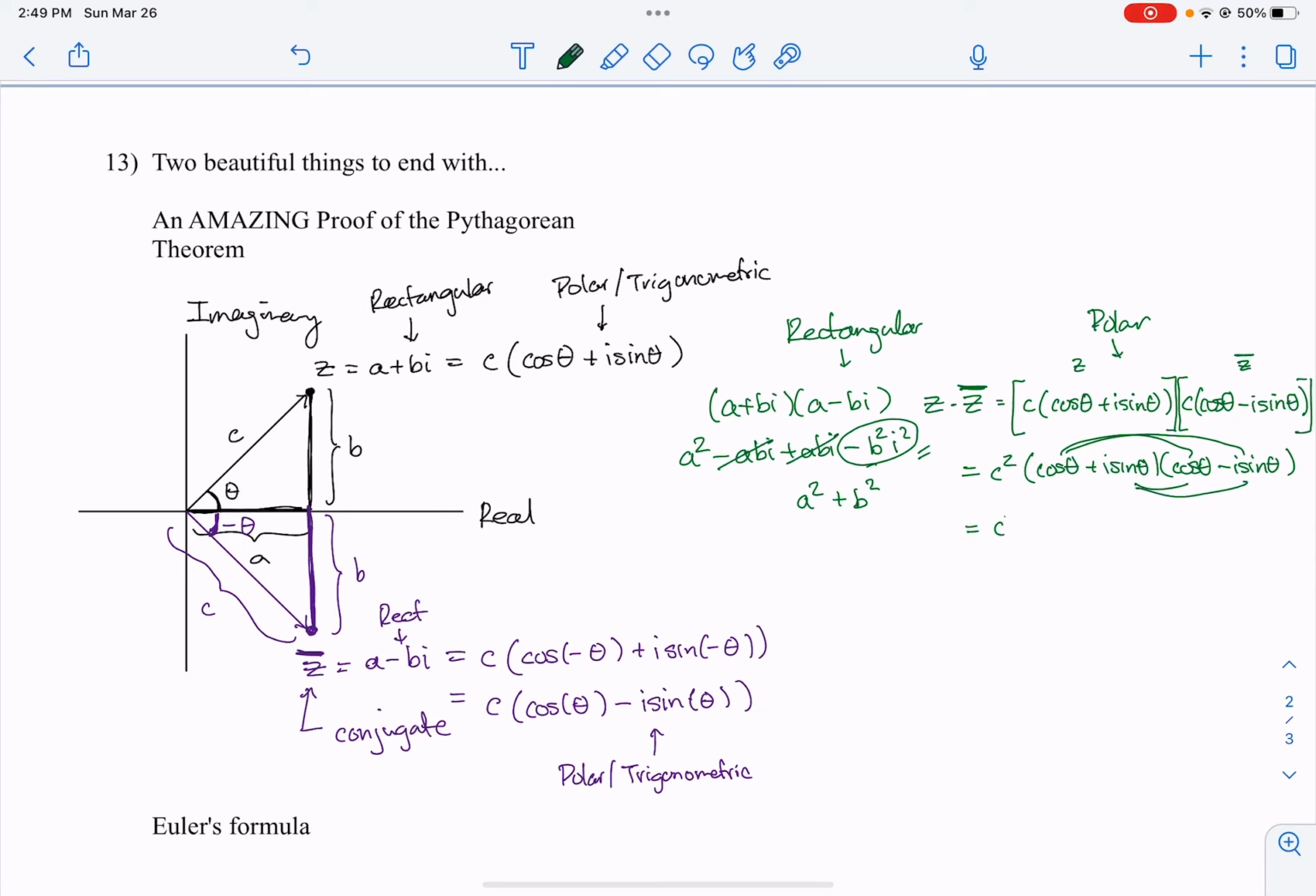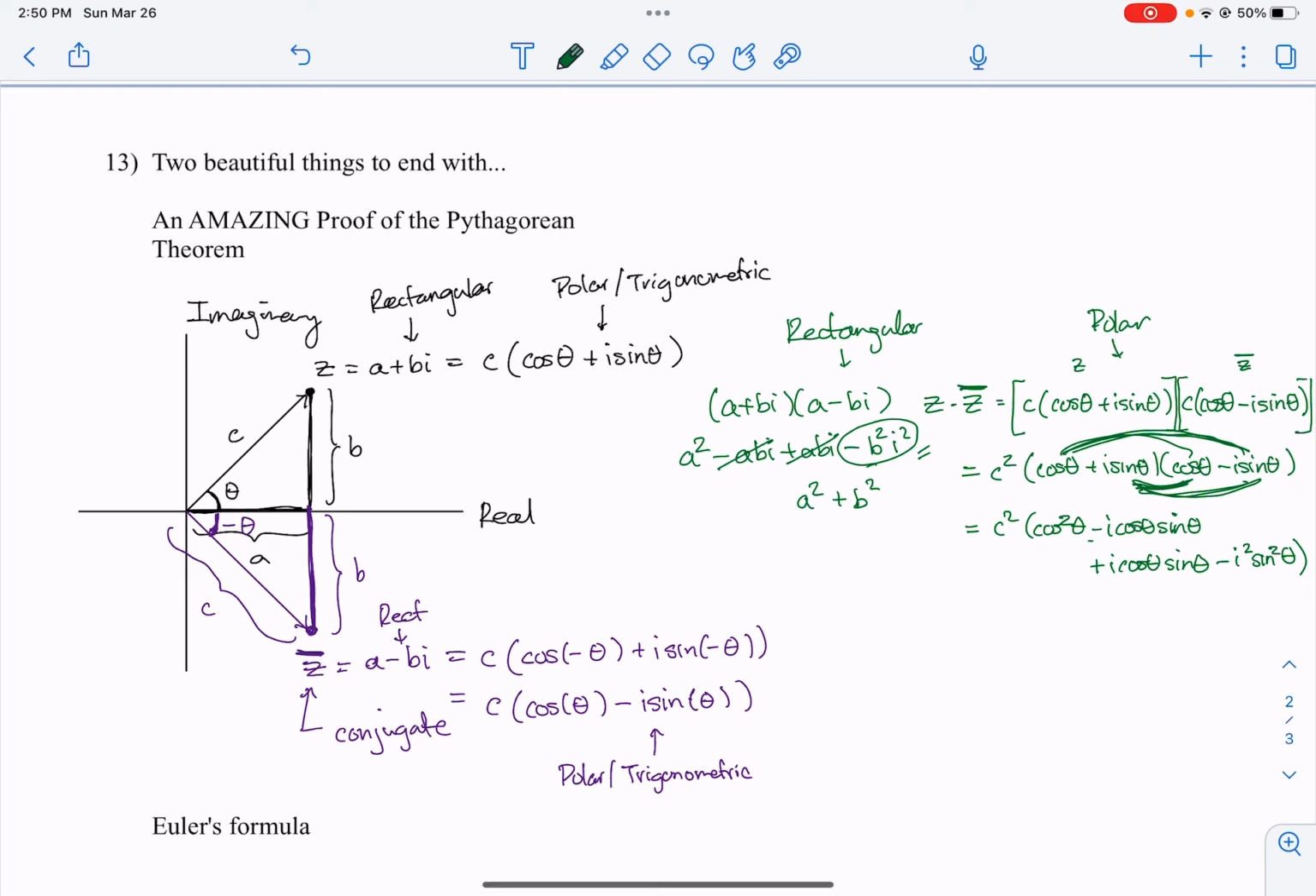We end up with c squared times cosine squared theta. Now we have minus i cosine theta sine theta. That's the first thing. Then if we do the bottom one, we have plus i cosine theta sine theta, I'll write the cosine first, sorry. And for this last distribution, we have minus i squared sine squared theta. You should have 4 terms because we just distributed.